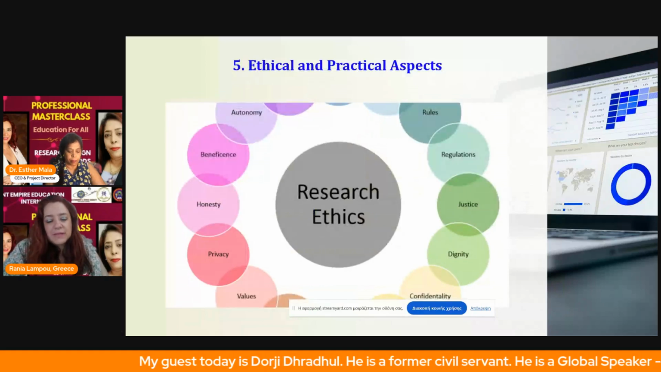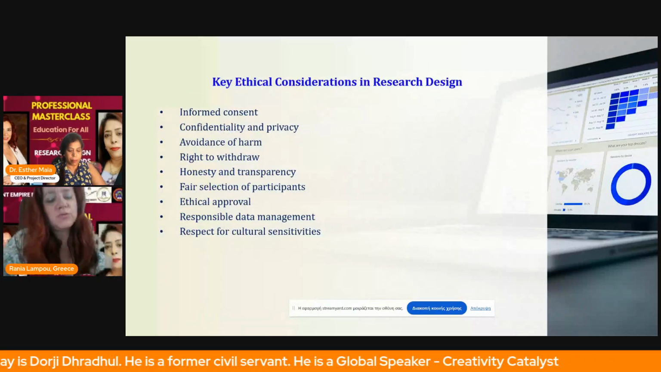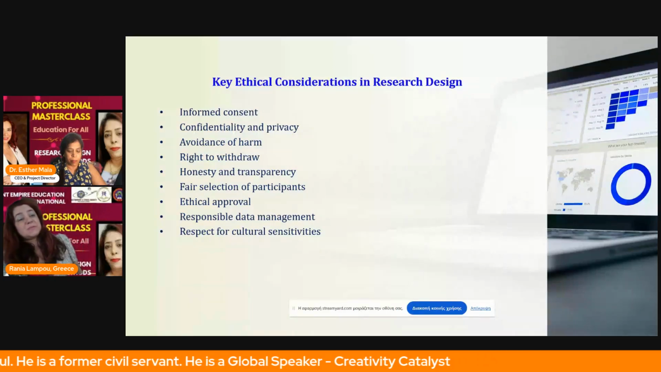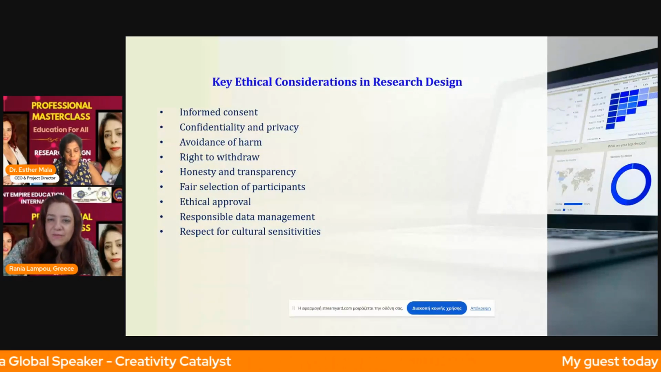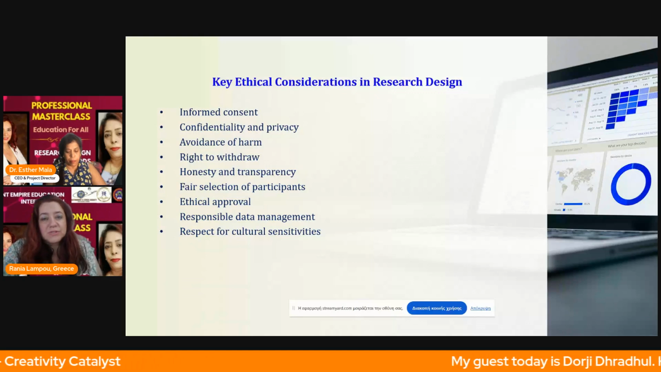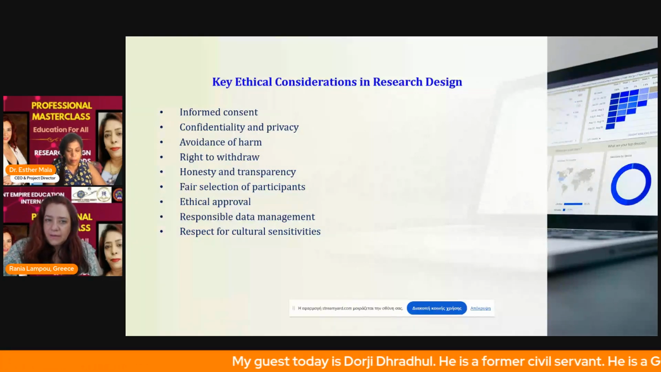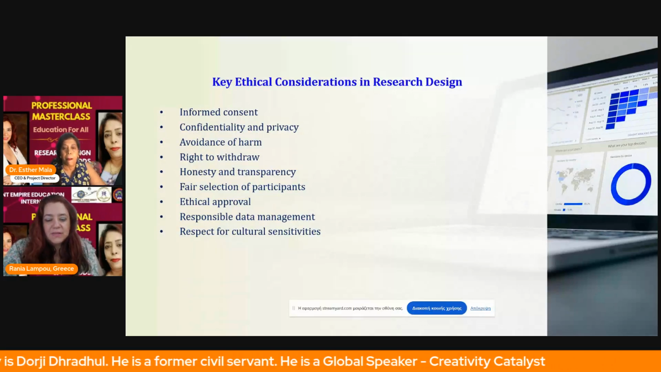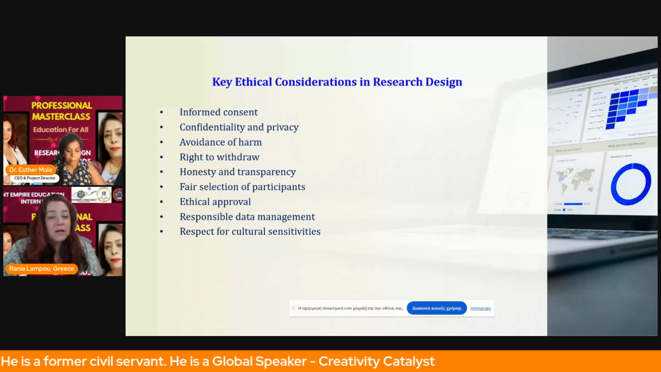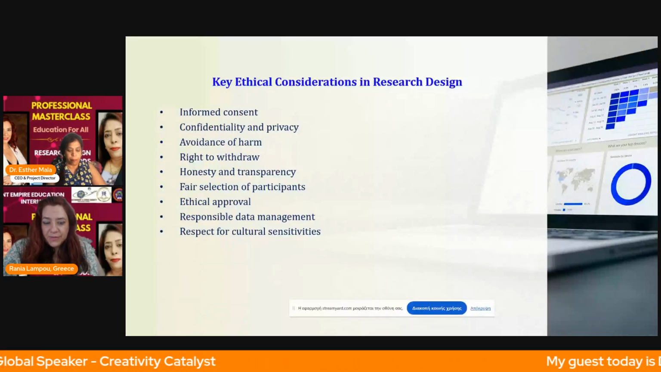Of course, the key ethical considerations. We have already mentioned in previous sessions that participants must be fully informed about the purpose, the procedures, and the risks and benefits of the study. The consent should be given voluntarily, without coercion, and ideally in writing. Researchers must protect participants' personal information and ensure that data is stored securely. Anonymity should be maintained whenever possible to prevent identification.